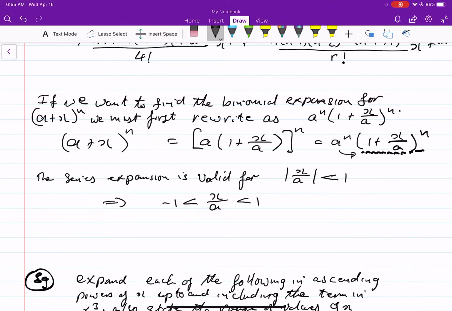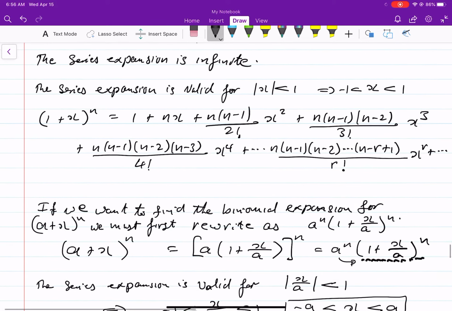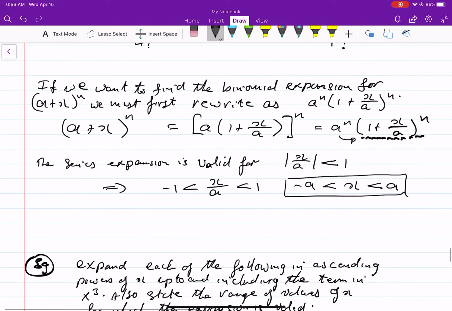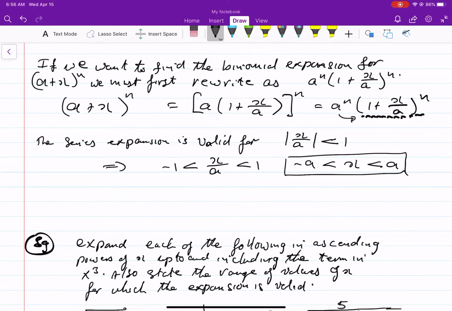If I multiply throughout by a, I will get x being between minus a and a. Notice there are no equal signs in that inequality. It's greater than minus a and less than a. No greater than or equal to, or less than or equal to. There is no equal sign. Okay, those are the main points for the use of the binomial theorem, and hence the binomial series expansion, when n is not a positive integer. Let's jump into some examples.